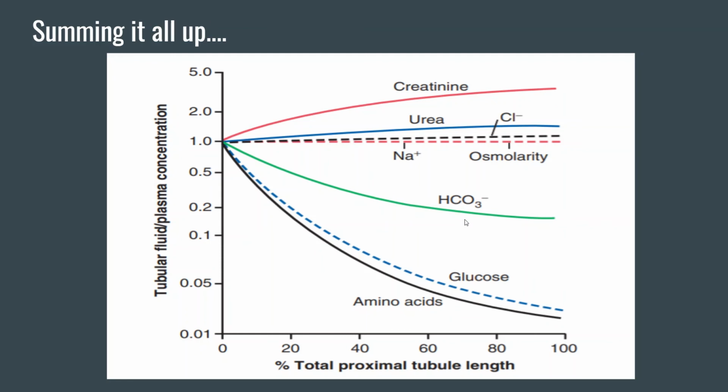Bicarbonate is also reabsorbed, that is why its concentration decreases. And amino acids and glucose actually become 100% reabsorbed, so their concentration in the lumen actually falls to 0%. So the creatinine and urea are actually secreted, so thus their concentration is increased. Sodium chloride are actually isosmotically reabsorbed. Bicarbonate is actually reabsorbed, that is why its concentration is decreased in the lumen, whereas amino acids and glucose are actually 100% reabsorbed, so there is no quantity present in the PCT after it is done with it.